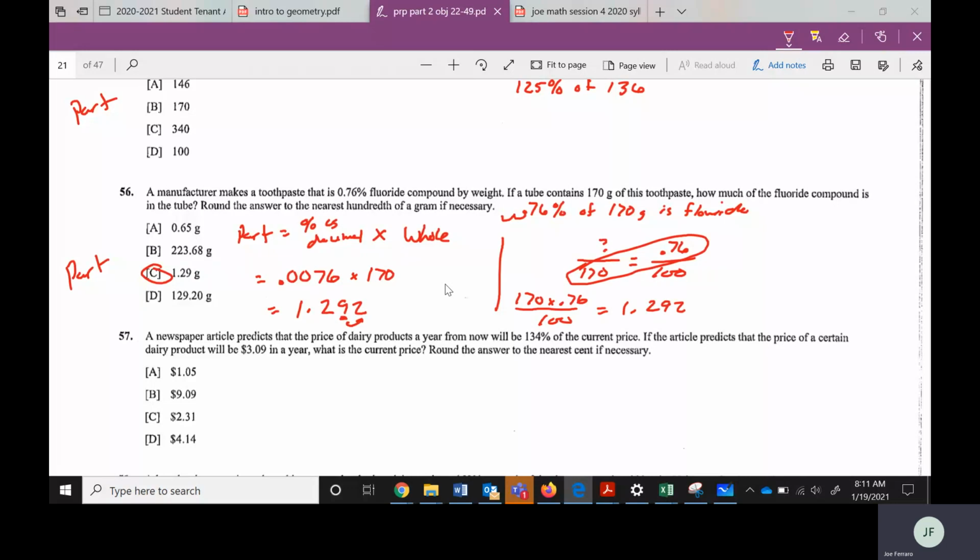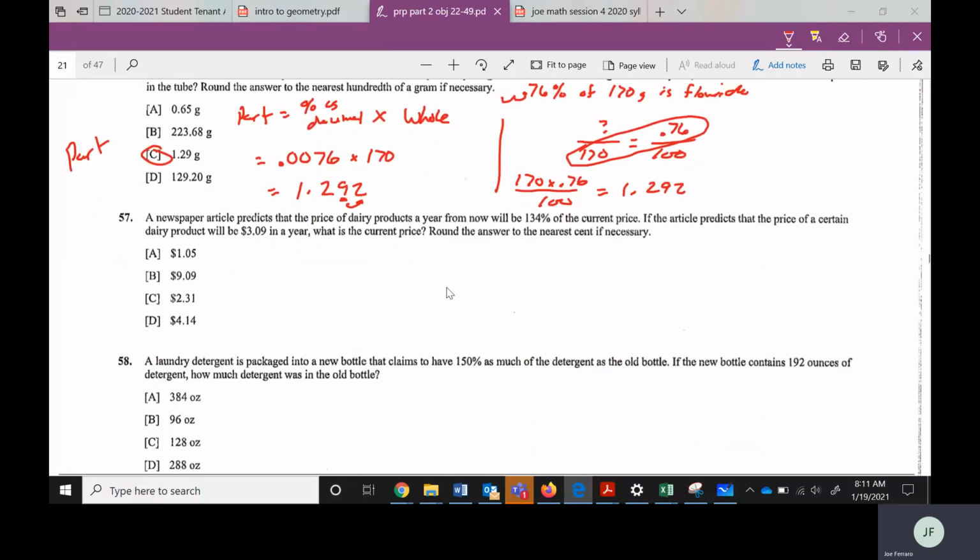Problem 57 we're not going to do, but I'll give you a hint. It's one of those ones that can be a little tricky. It says a newspaper article predicts the price of dairy products a year from now will be 134% of the current price. If the article predicts that the price of a certain dairy product will be 3.09 in a year, what is the current price?